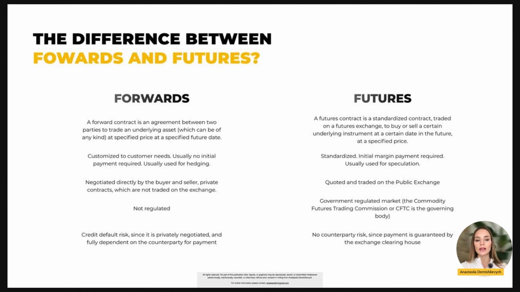Now, while futures and forwards are quite similar, there is one significant difference. Unlike forwards, futures are actually standardized and traded on exchanges. As we already said before, it makes them more accessible and reduces counterparty risk, as the exchange in this case acts as a middleman. Thanks to this, futures contracts can be used by us, traders, for speculation.